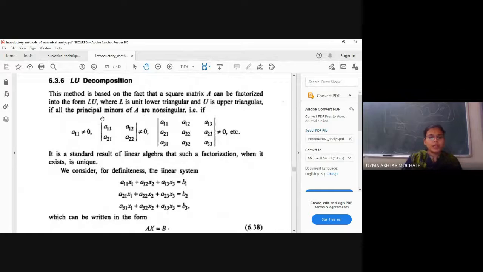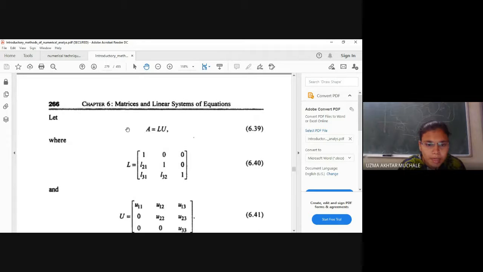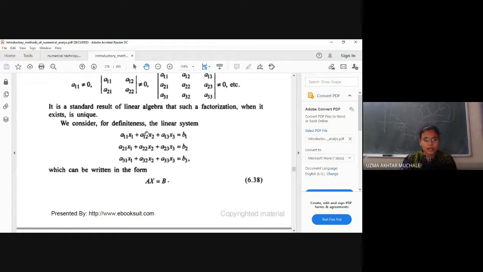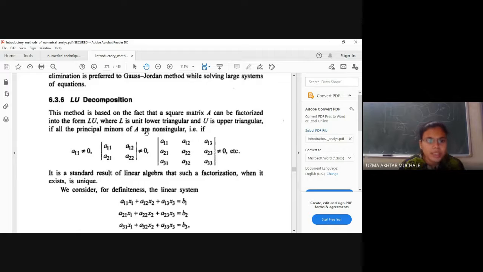In LU decomposition, you have to reduce the given matrix A into the form of a lower and an upper triangular matrix. Correct? So we have this matrix A. This method is based on the fact that A is a square matrix and it can be factorized into the form LU, where L is a lower triangular matrix and U is an upper triangular matrix.